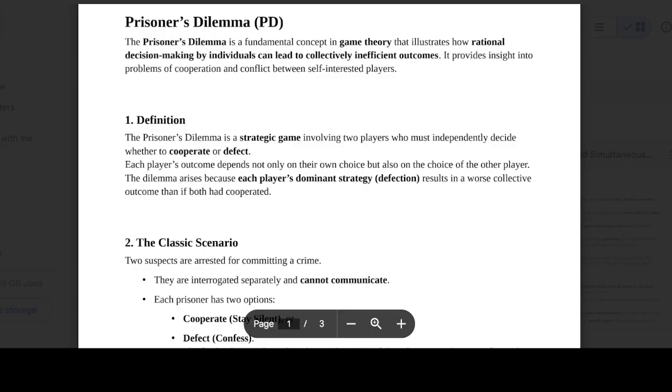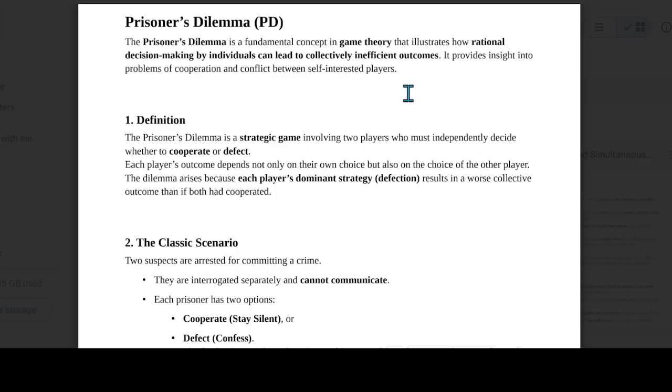These four are the main reasons why it reflects the current world scenario so much, and why game theory as a subject is so significant in economics. Now, don't write all this in the paper, obviously. Write what is written here: it is a fundamental concept in game theory that illustrates how rational decision making by individuals can lead to collectively inefficient outcomes. That is basically a more technical way to write what I said.